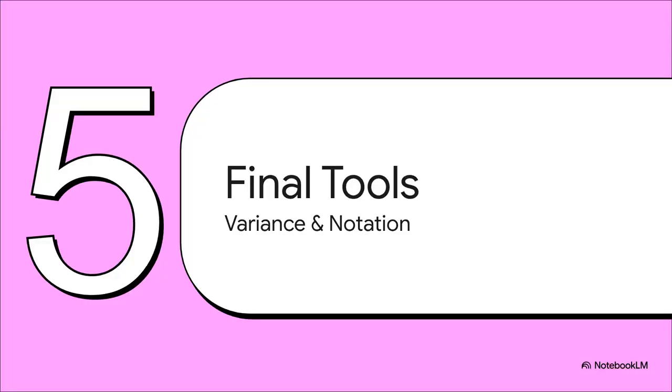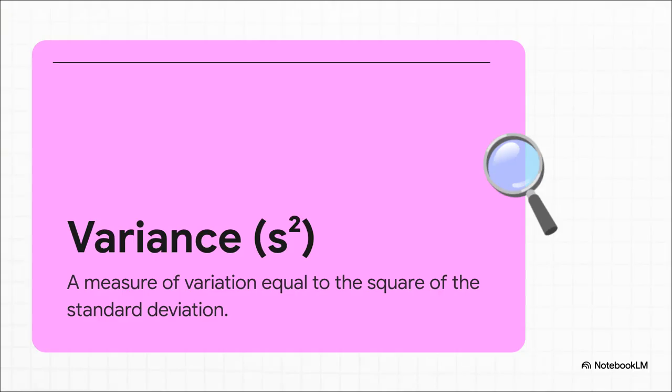All right, let's wrap this up with 2 final closely related concepts that are super important in the world of statistics: variance and notation. You might also hear people talk about variance. Don't let the name scare you. It's very simple. It's just the standard deviation squared. If you remember our calculation steps, variance is just the number we had before we took that final square root. Its units are a little weird, like minutes squared, which is why we usually prefer talking about standard deviation. But variance is a really fundamental building block in more advanced statistics.